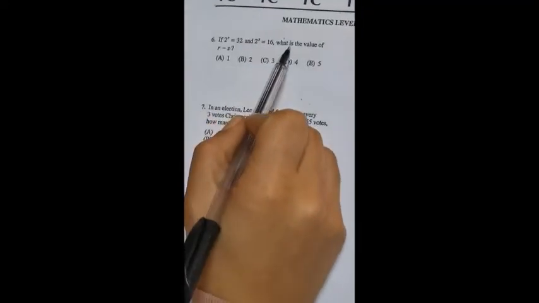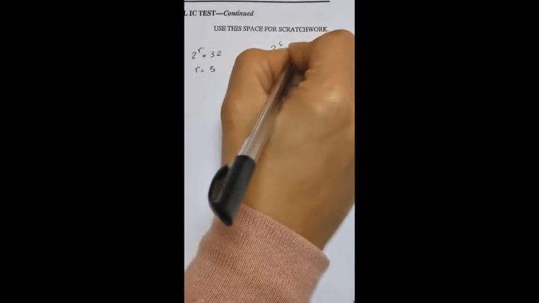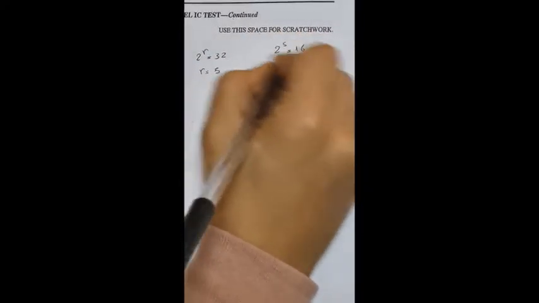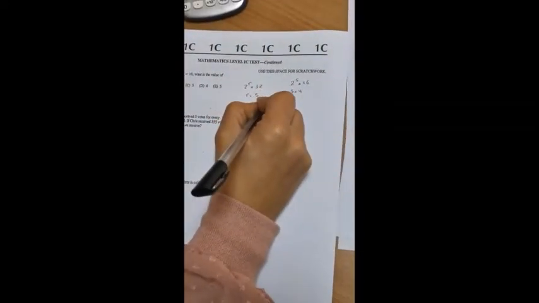Question 6. If 2 to the power r is equal to 32 and 2 to the power s is equal to 16, what is the value of r minus s? 2 to the power r equals 32. We can put this in the calculator with shift solve to find the value of r. r will be equal to 5. Then 2 to the power s is equal to 16. Again, by using the calculator, s will be equal to 4. The question wants r minus s, so 5 minus 4 must be equal to what? Must be equal to 1.